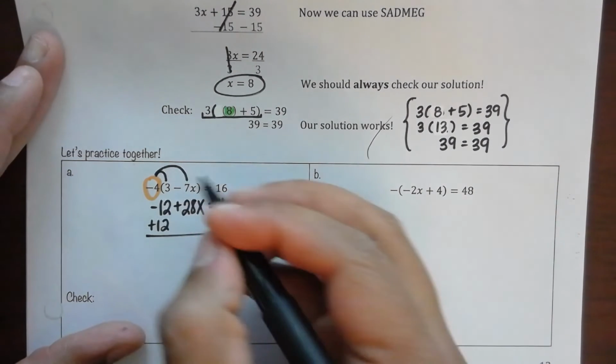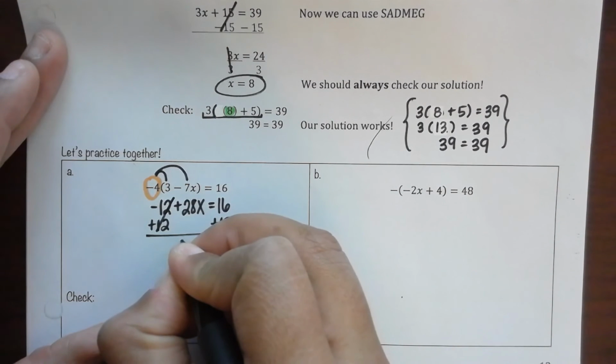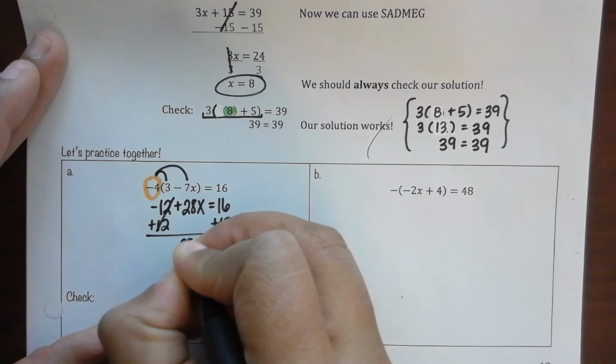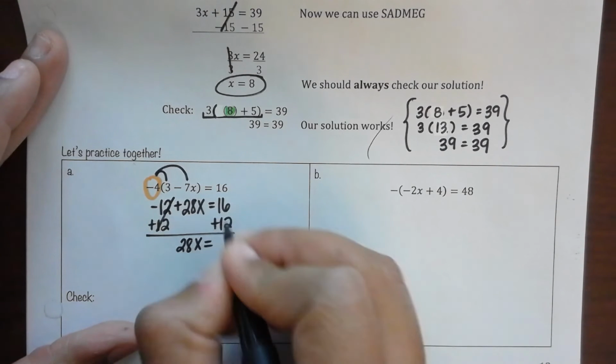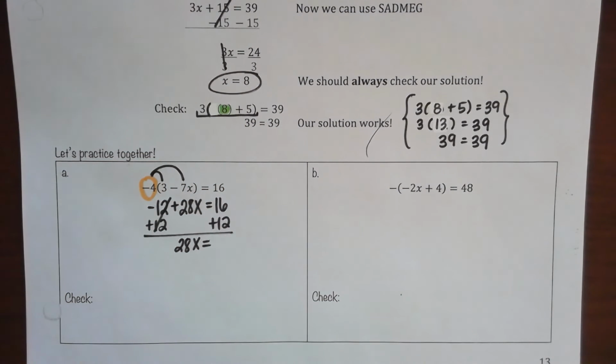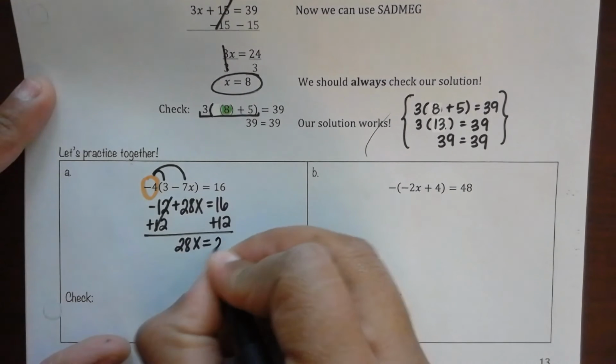What happens to those 12s? What's brought down? 28x. Behind that? Equals. And then what am I typing in? 16 plus 12. Can you type that in for me, please? I'll tell you when. What'd y'all get? 28. Perfect.